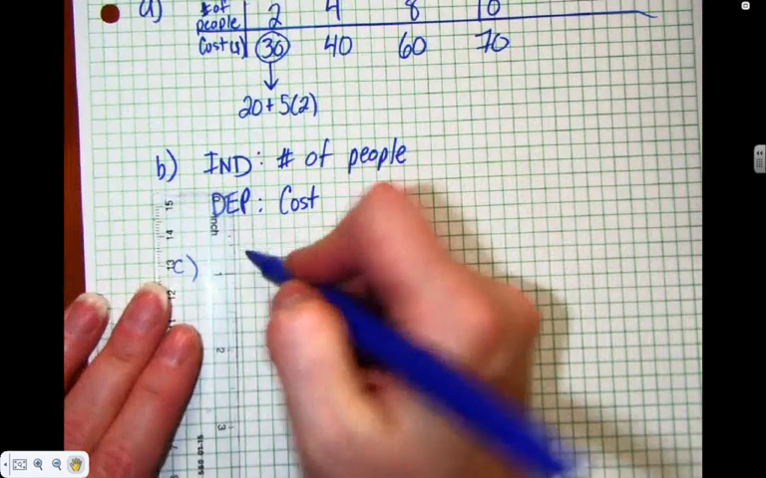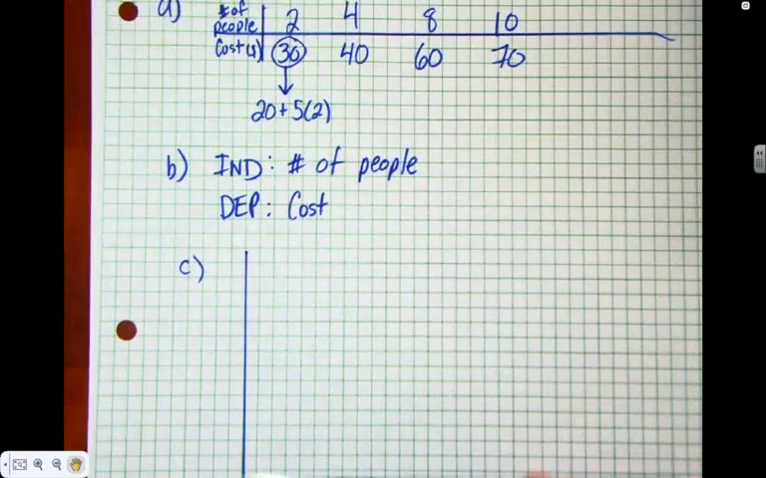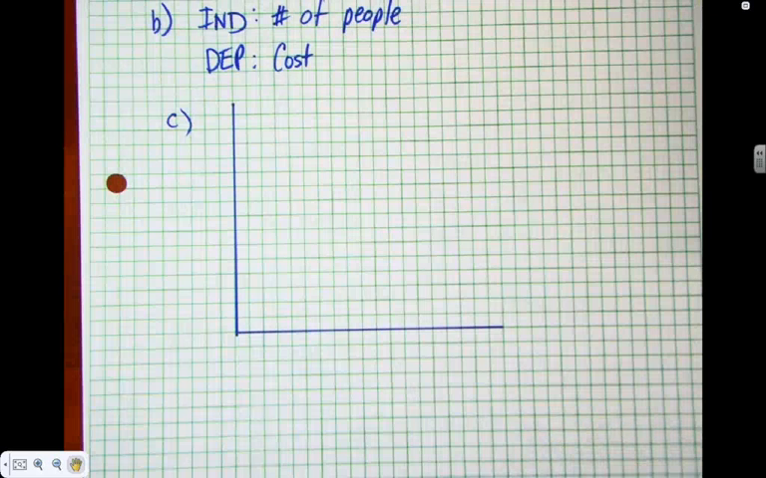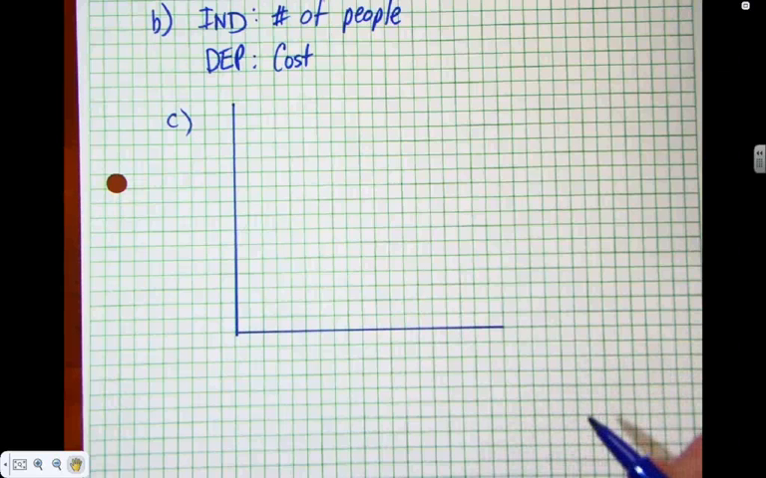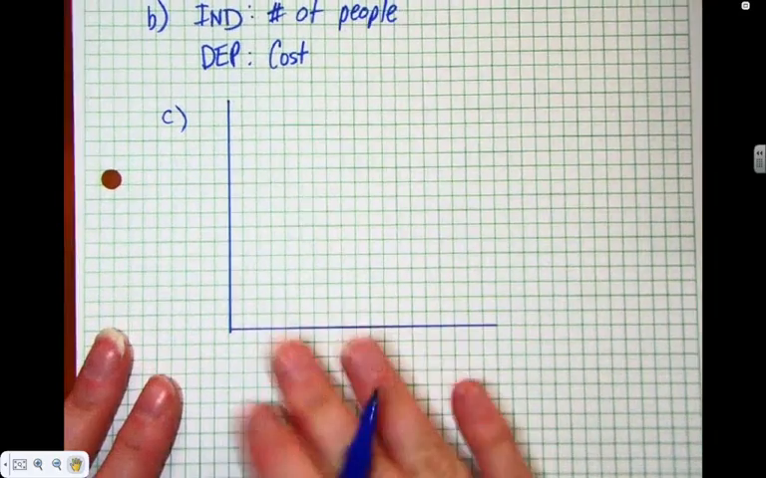Okay, grab the ruler. We make nice, pretty, neat graphs, not yucky, scraggly graphs. What's going to go on the bottom? Number of people or cost, and how do you know? Number of people. How do you know? Because the independent goes along the bottom.